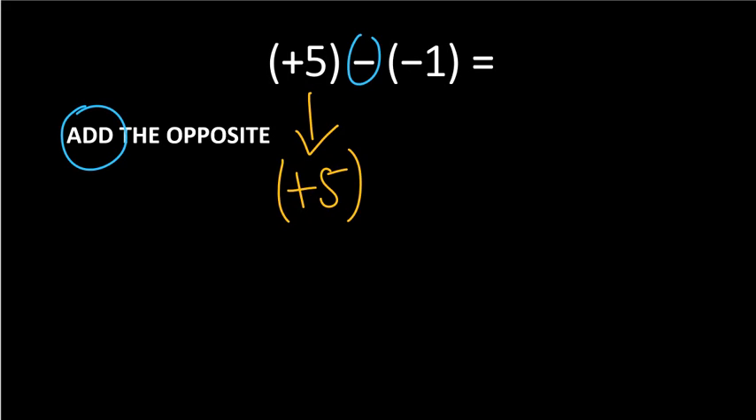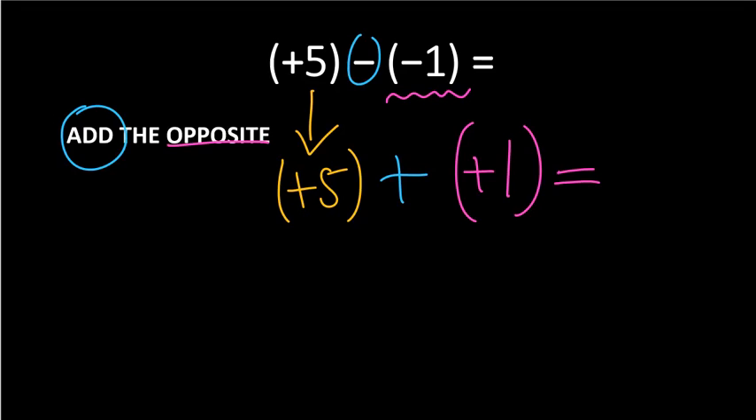So instead of putting a subtraction sign, we're going to put an addition sign. We are adding the opposite. So the opposite of negative 1 is positive 1. Okay, so now we have positive 5 plus positive 1. Positive 5 means we have 5 yellow tiles. So let's draw 5 yellow tiles. Now we have positive 1. Positive 1 means one yellow tile. So let's draw one more yellow tile.